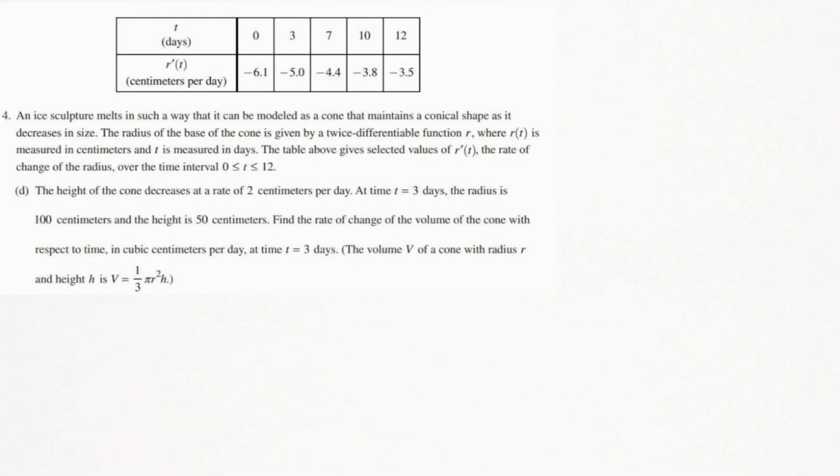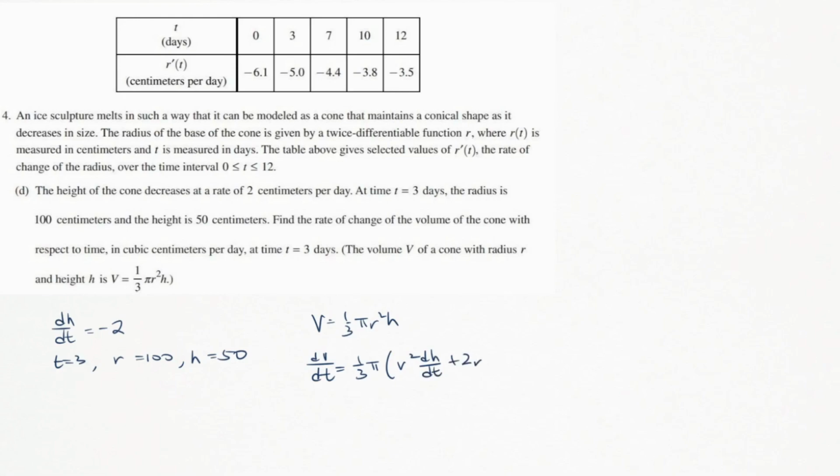So if I simplify the information given, they're saying that dh/dt is equal to negative 2. At time t equals 3, the radius is 100 and the height is equal to 50, and they want to find the rate of change of the volume, so they want to find dV/dt. Given that V is equal to 1/3 pi r squared h, dV/dt is given by 1/3 pi times r squared dh/dt plus 2rh dr/dt.